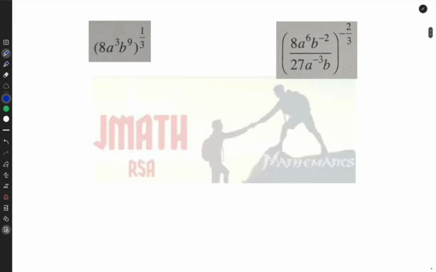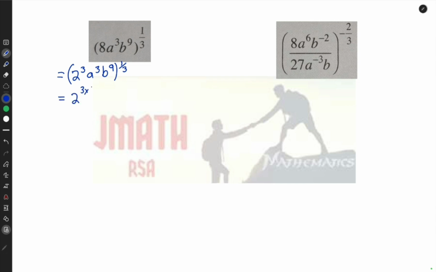Let's look at a few sums that you got in your exams or tests. This would be a typical grade 10 final exam section. So the first one, I am going to apply law 4 to this. So I'm just going to rewrite the 8 as 2 cubed, a cubed, b to the 9, all to the power a third. Now, law 4 says I need to multiply every exponent on the inside with the one on the outside.